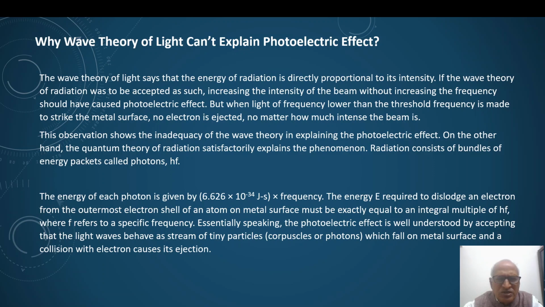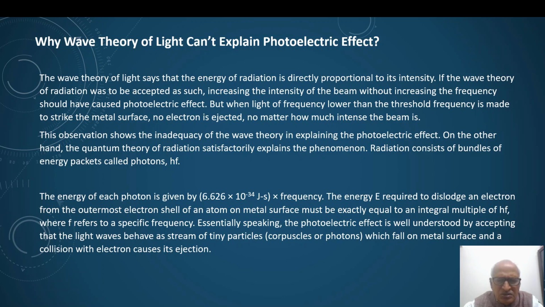Radiation consists of bundles of energy packets called photons, hf. The energy of each photon is given by h times f, h is the Planck constant, f is frequency. The energy required to dislodge an electron from the outermost electron shell of an atom on the metal surface must be exactly equal to an integral multiple of hf, an integral multiple of photon. hf refers to a specific frequency.